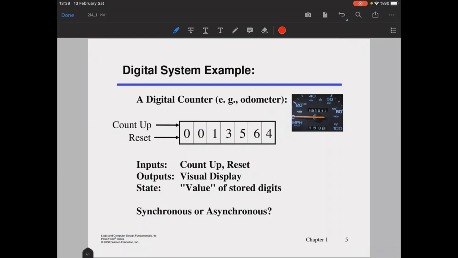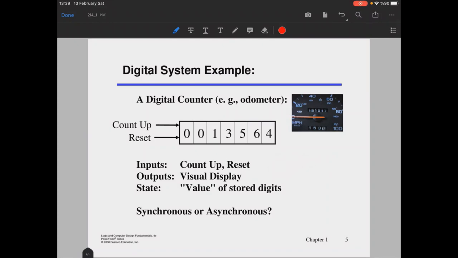Now let's take a look at this basic digital system example. Here you see a digital counter, which is also called an odometer, like how many miles are traveled in your car or something like this. It briefly has a count tap trigger and also a reset signal. Your inputs are count tap and reset. That's what you have at all. And your output is the visual display here. And the state is the value of stored digits, how many miles or kilometers you traveled so far.